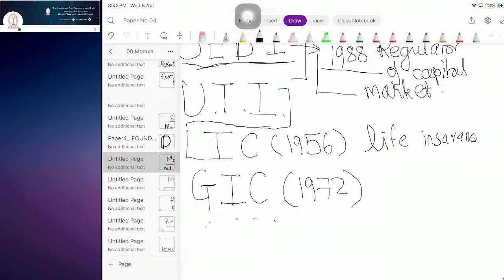Okay, right, name of this organization, IRDA. What is this body called? What is this body IRDA called? It is something to do with insurance, and it is a regulator. So can you guess the name?